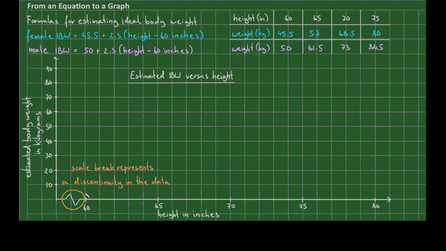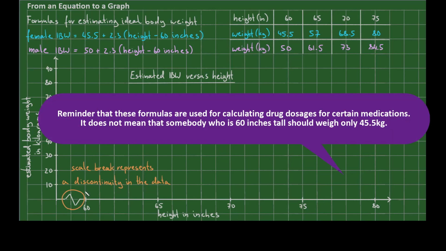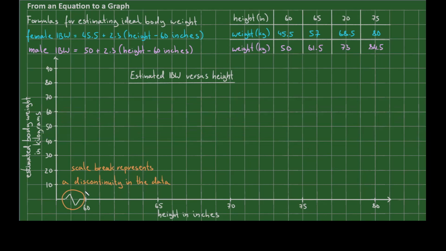The second reason, and it is very important in this particular case, is that the formula for estimating ideal body weight has a bit of a problem. It is only useful for adults who are taller than 60 inches. In other words, taller than 5 feet. The formula breaks down for anybody who is less tall than that.